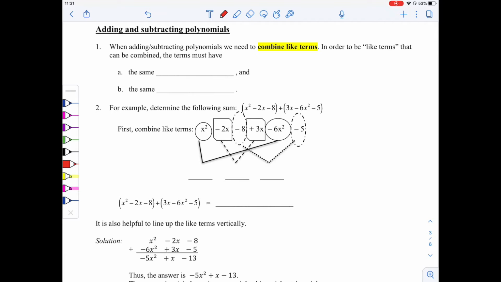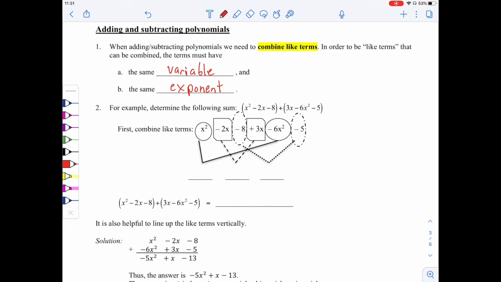Okay, so adding and subtracting polynomials. When adding and subtracting polynomials, we need to combine like terms. In order to be like terms that can be combined, the terms must have the same variable and the same exponent. So same variable, same exponent, right?